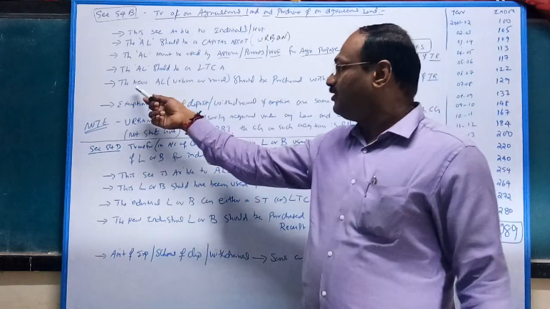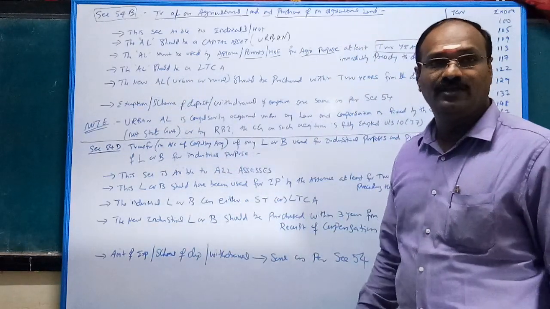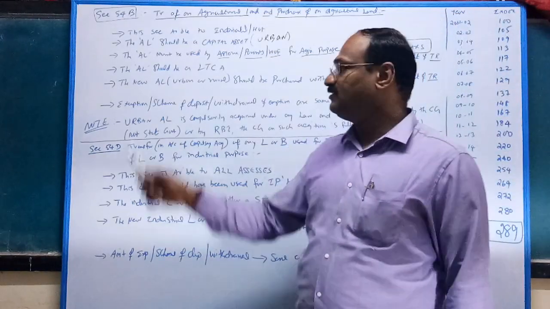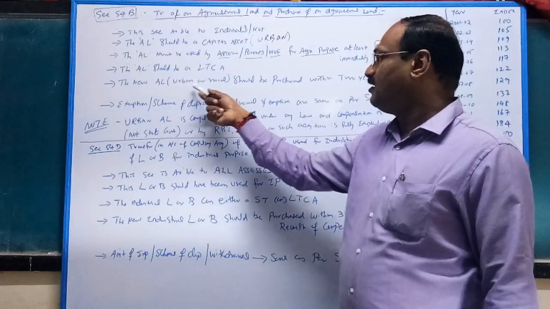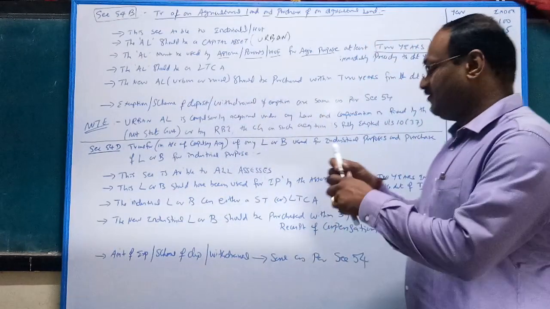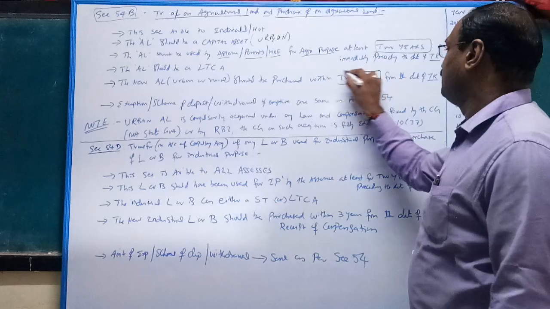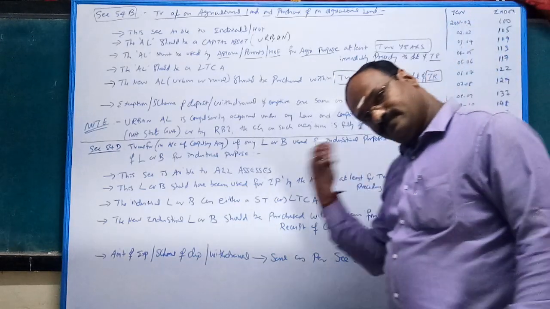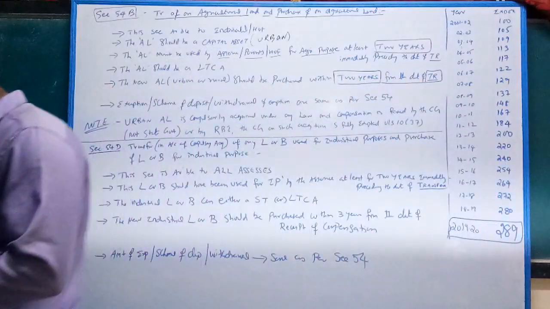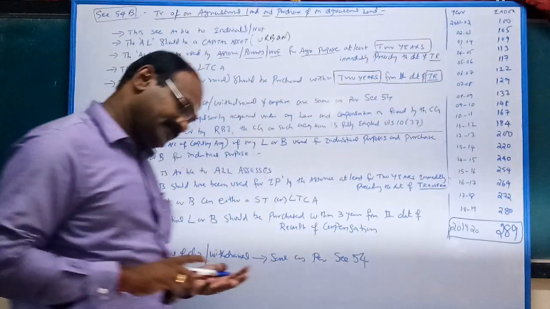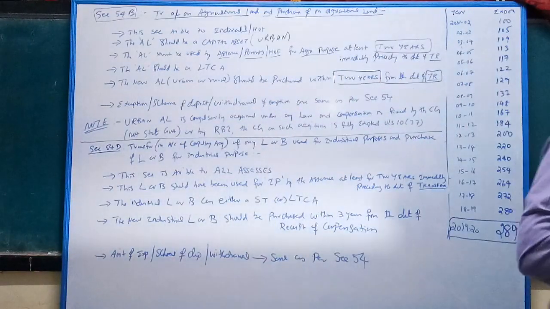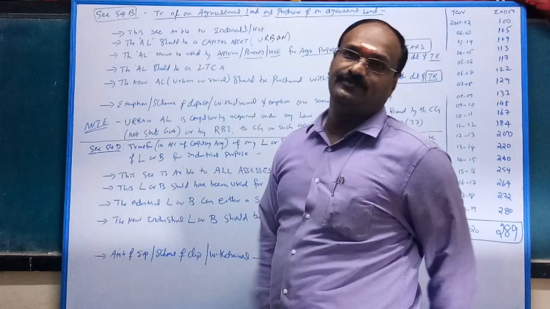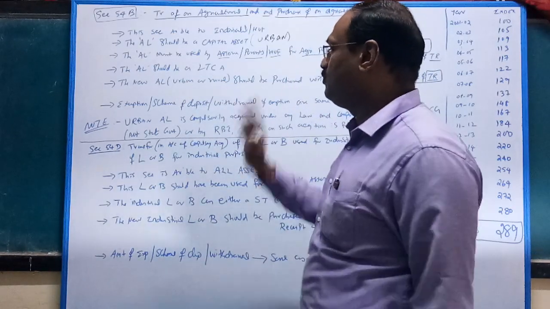The next one, the new agricultural land. If you purchase new agricultural land, either urban or rural, it should be purchased within 2 years from the date of transfer. So, the new agricultural land should be purchased within a period of 2 years from the date of transfer. Here very important, either you can purchase urban or rural area. No problem at all. Urban agricultural land or rural agricultural land.